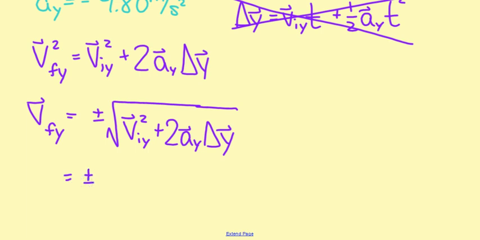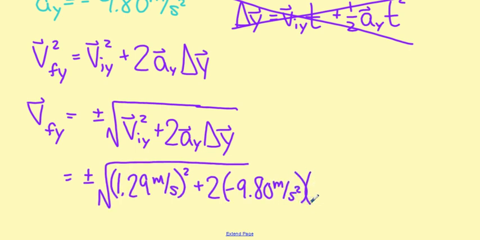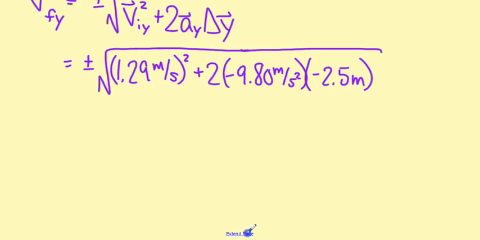So that means that v final y is the square root of 1.29 meters per second squared plus 2 times negative 9.8 meters per second squared times negative 2.5 meters. Once you plug all of that into your calculator, you'll end up with a value of 7.1 meters per second.